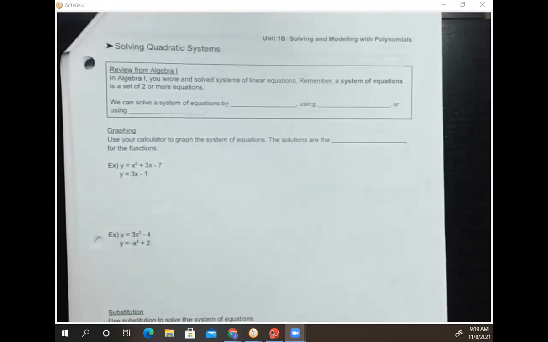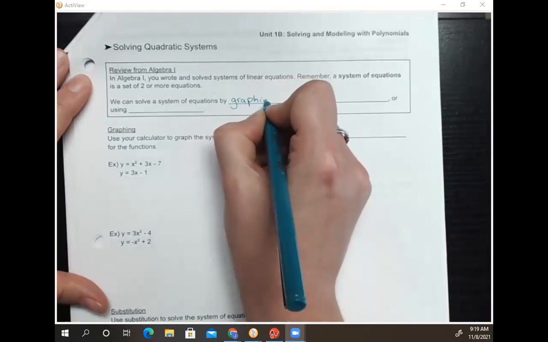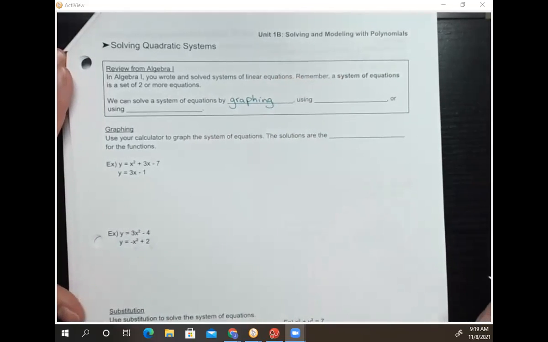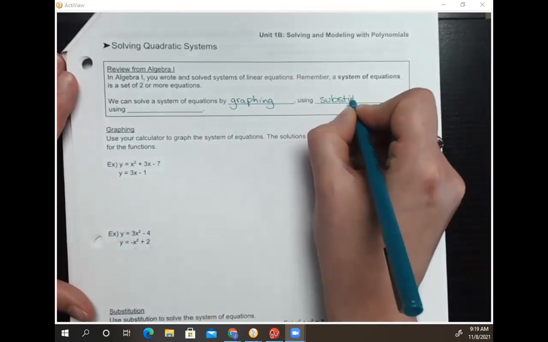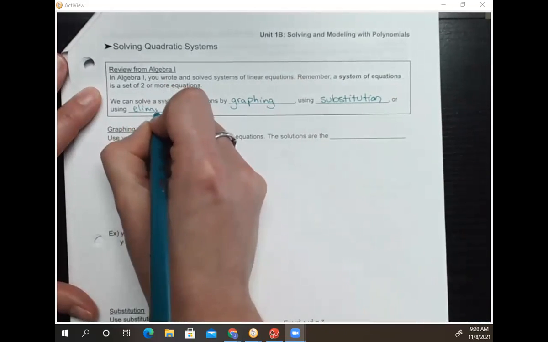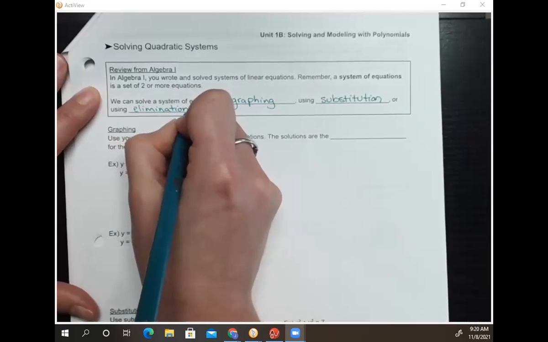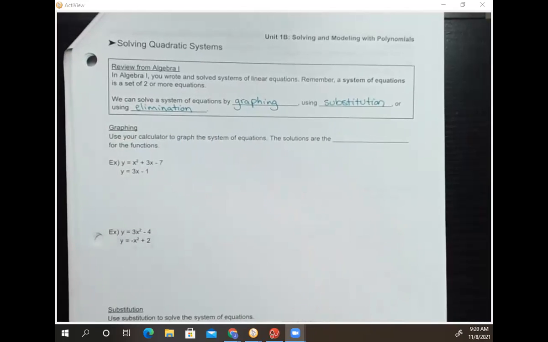So we're going to talk about 3 methods for solving a system of equations, the same 3 you looked at in Algebra 1. We're going to use graphing as an option, so we will need our calculators for today. We'll also use the substitution method, and we'll also use the elimination method. All of these you saw in Algebra 1. We did them in this order: graphing, substitution, elimination. So we're going to start with our graphing method, and that's the way we're going to approach them here.